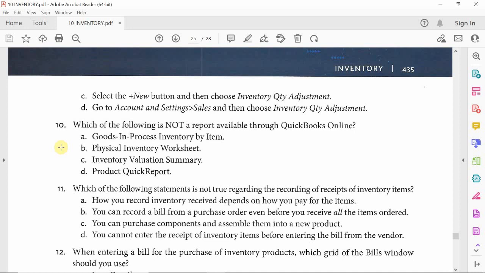Goods in process is more for manufacturing companies, where you have the work in progress when you're creating a product, and you look at how much completion there is. In this case, we don't have that, because with the Plus subscription we're only looking at buying a product and selling it. We're not looking at creating the product. So you don't have letter A. Now we'll talk about the products quick report in chapter 7 when we dive into reports. But it does exist.